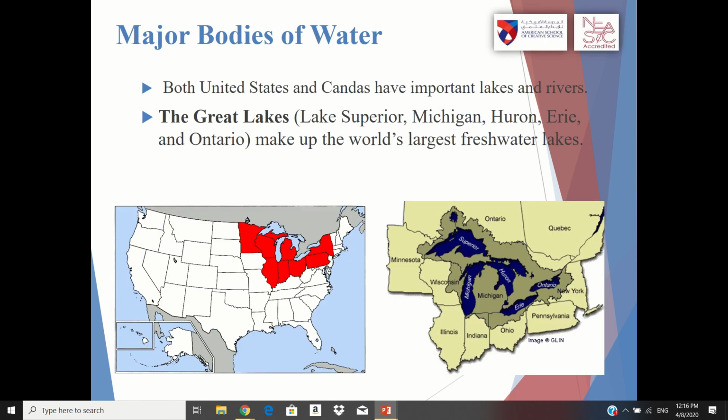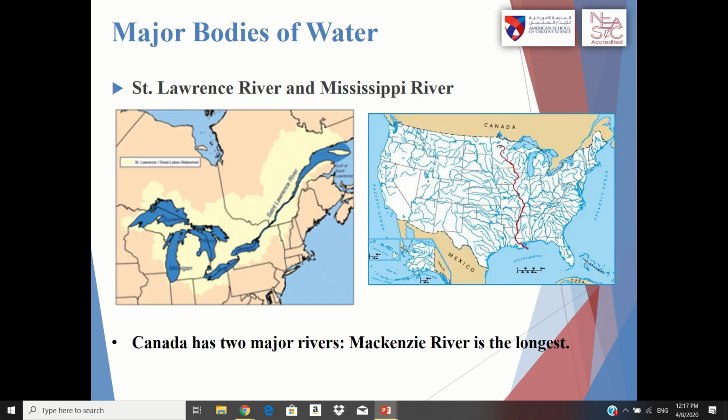The major bodies of water: both the United States and Canada have important lakes and rivers. The Great Lakes, Lake Superior, Michigan, Huron, Erie, and Ontario, make up the world's largest freshwater lakes. As you can see on the maps, you can see the Great Lakes in North America. This is the St. Lawrence River and the Mississippi River. And Canada has two major rivers. The Mackenzie River is the longest in Canada.